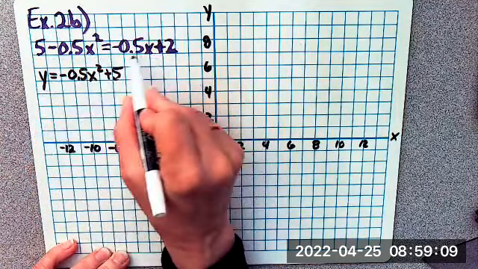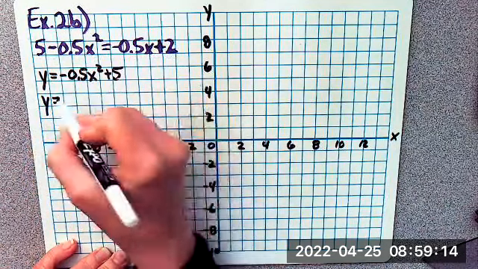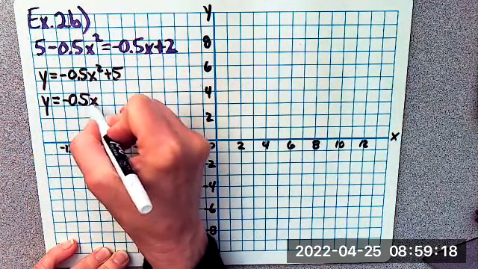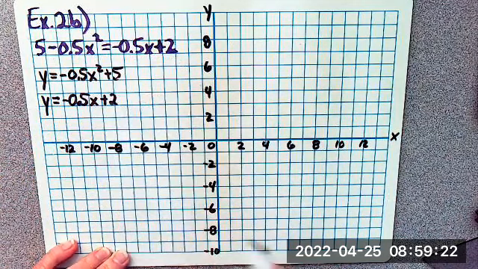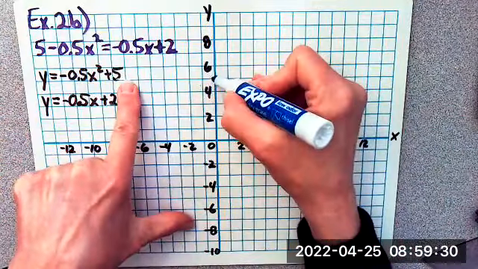And then the next one's already in standard form, so we have y equals -0.5x + 2. All right, so let's take a look. We start at 5 for this y-intercept here.